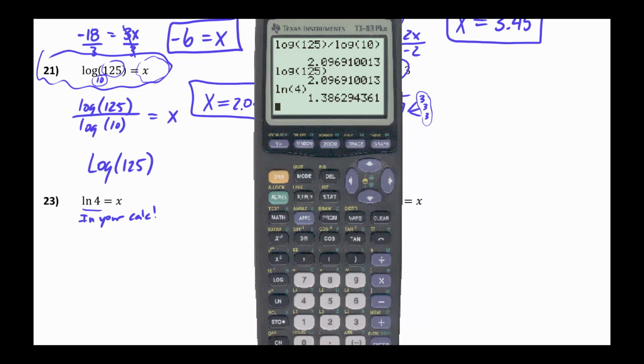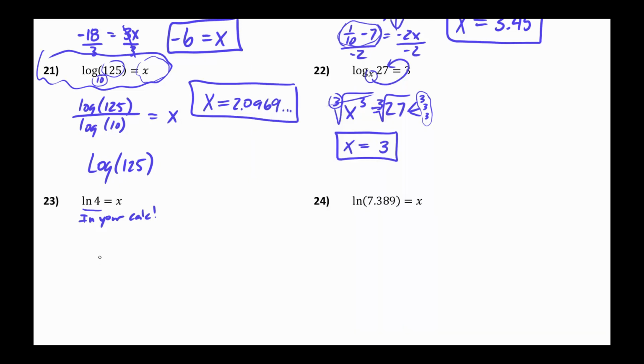I mean, if I put that on a quiz or a test, I'll give it some points, but I'm not going to give it very much points because I'm looking to see if you understand what to do. 1.3862. You should love those types of problems. Very easy. 24, is that the same thing?